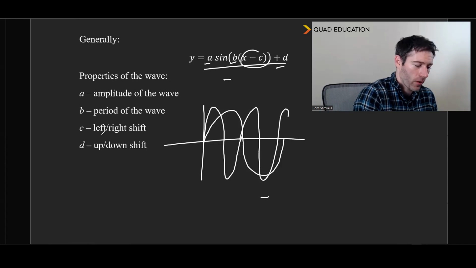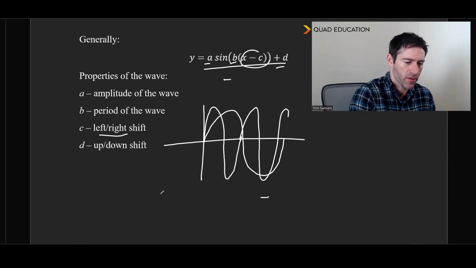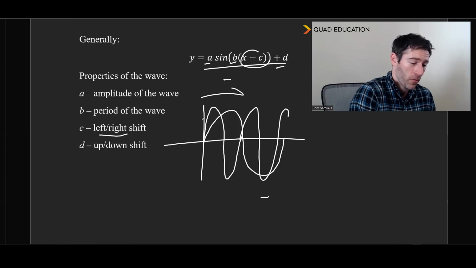And then we have our left-right shift, which starts to break down as far as sense goes, if you ask me, since this is so symmetrical and periodized. If you were to move it over by 2 pi, it would look exactly the same. And if you were to move a sine wave over 90 degrees, then it would just be cosine effectively.